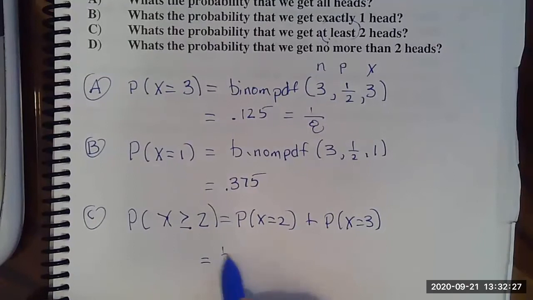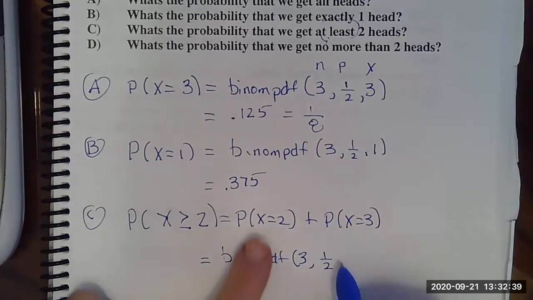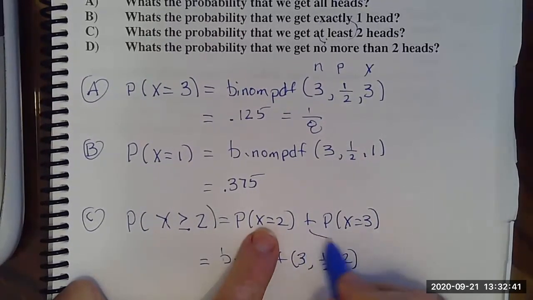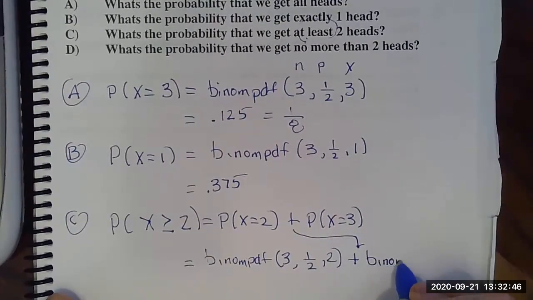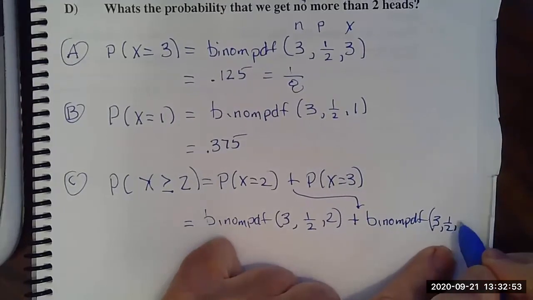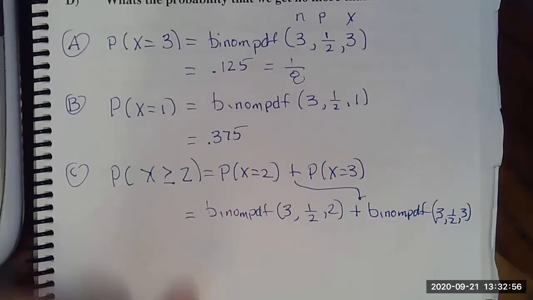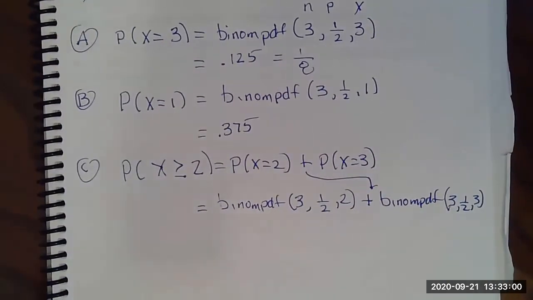So then you do binom PDF N, P, X, X is 2, and then you go plus, and do it again, binom PDF 3, 1/2, and 3. So you have to do them separately to get the result. You have to do them the way I'm teaching you.